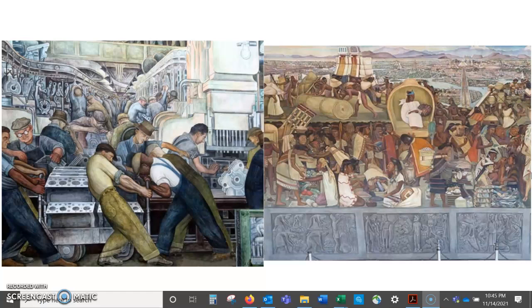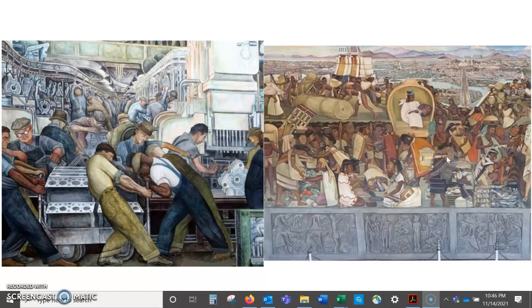One of the main differences that we can notice right after that is the technology in the murals. The Detroit Industry murals on the left, as you can see, focus mainly on the machines and the factory and the relationship they have with the people. And then over here on the right, this mural focuses on the culture of the Mexican people and their past, all the way up to the present. This mural, as you can see, has no technology throughout the work.